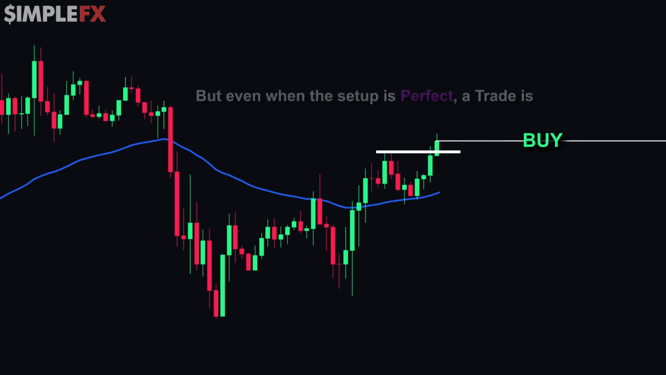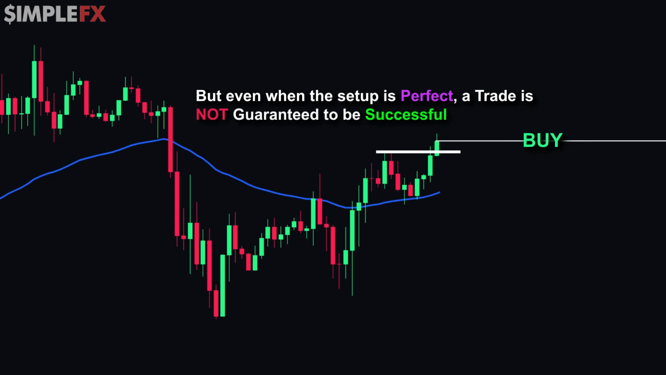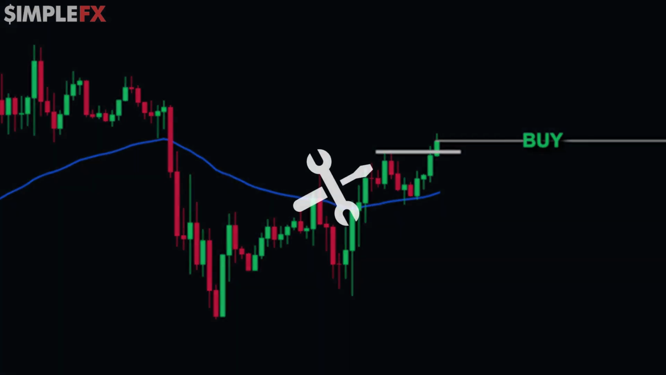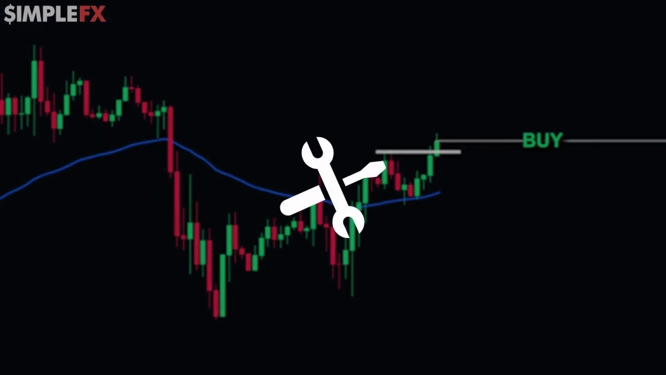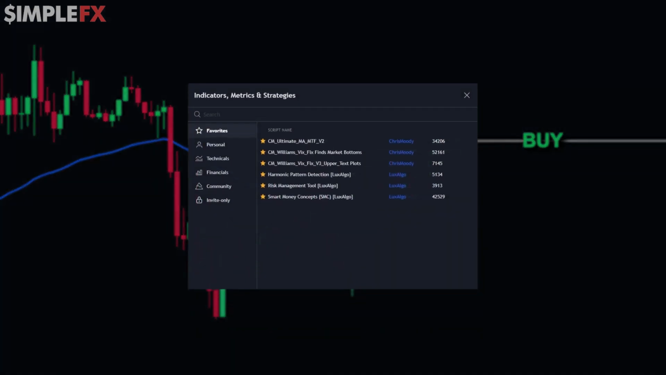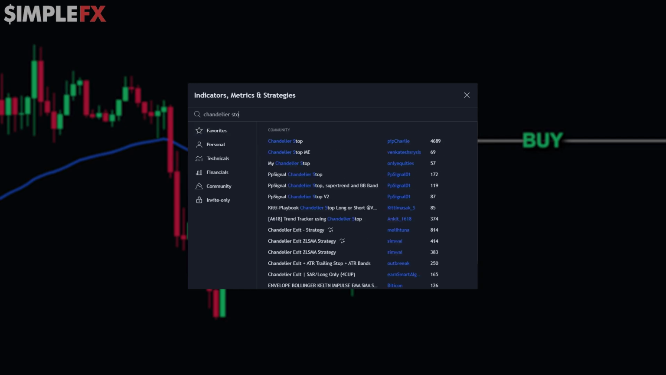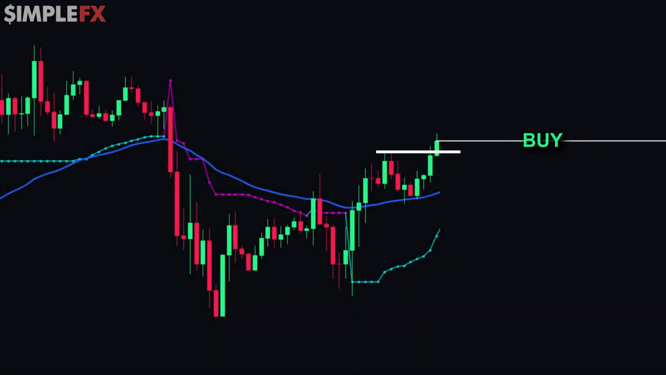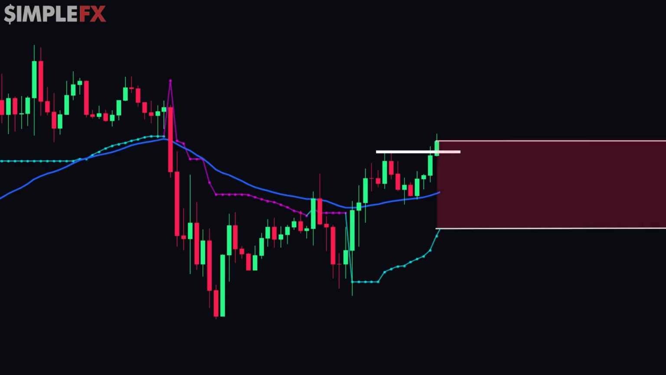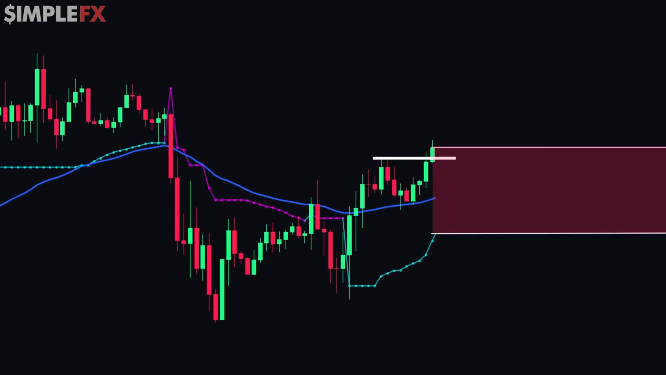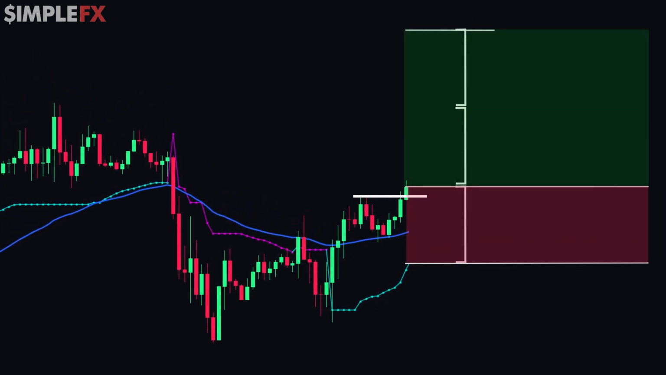But even when the setup is perfect, a trade is not guaranteed to be successful. And that's why we need to set a stop loss to limit our risk. To do that, we add one more tool to our strategy. So, on TradingView, go to Indicators again and type Chandelier Stop, and click the one right here by Pip Charlie. Once it is applied, we place the stop loss of our entry at the chandelier stop. In this example, that would be right here. We then set a take profit target at double the stop loss, which is right here.